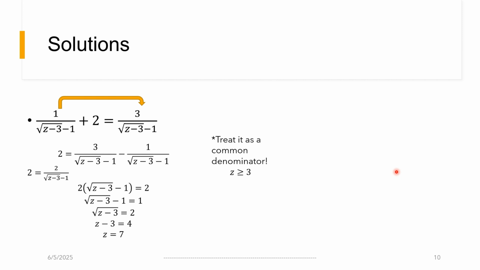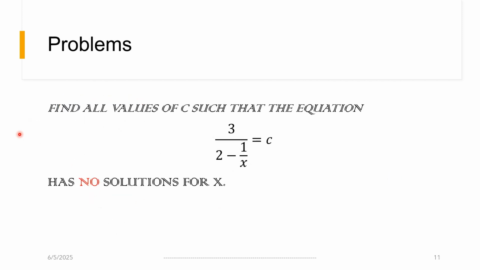And now we present to you the question of the day. This is really the one question that actually gives you some problem solving skills that you need to have. Here the question is: find all values of c such that the equation has no solutions for x. No solutions. Usually when we solve an equation, we find the solutions. Now we want to find a value that doesn't give it solutions.